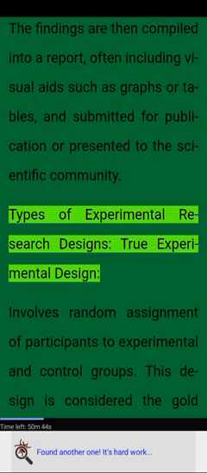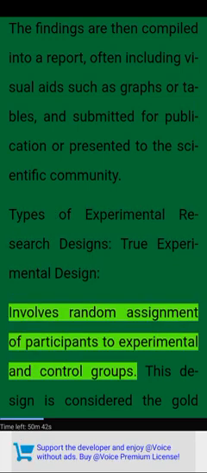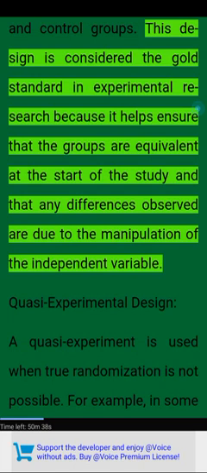Types of experimental research designs. True experimental design. Involves random assignment of participants to experimental and control groups. This design is considered the gold standard in experimental research because it helps ensure that the groups are equivalent at the start of the study and that any differences observed are due to the manipulation of the independent variable.